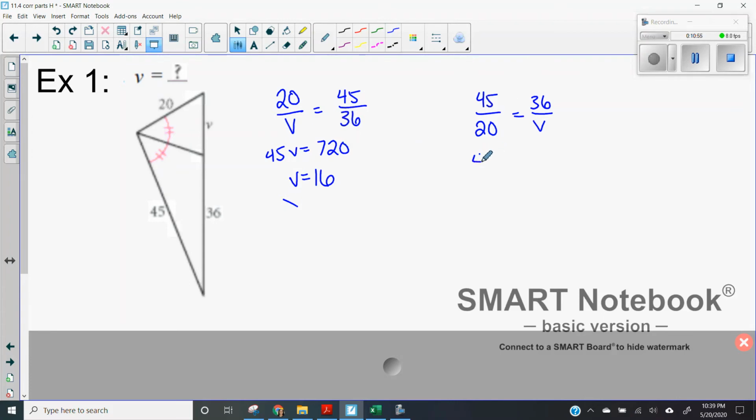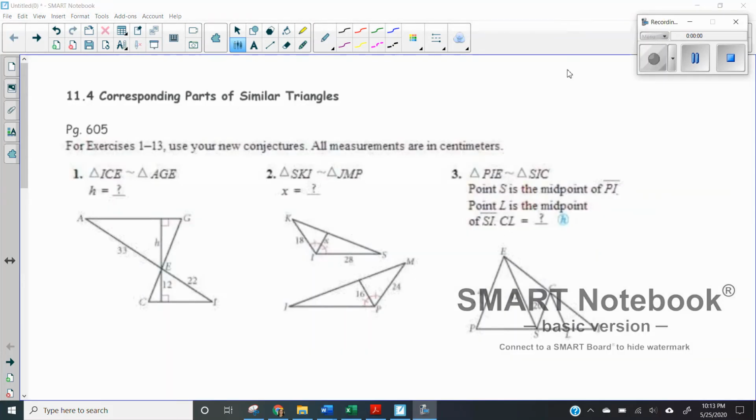Same thing over here. So when you cross multiply, there's 45V again. 36 times 20, there's your 720, divided by 45, we still get 16. So you can set it up either way, just whichever way your eyes kind of see it first.